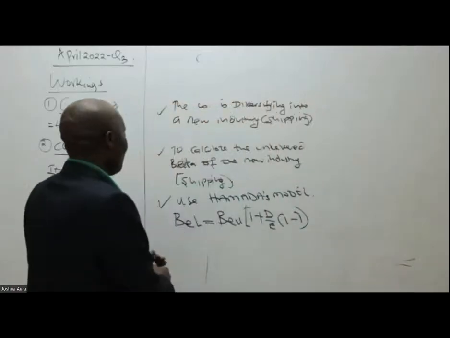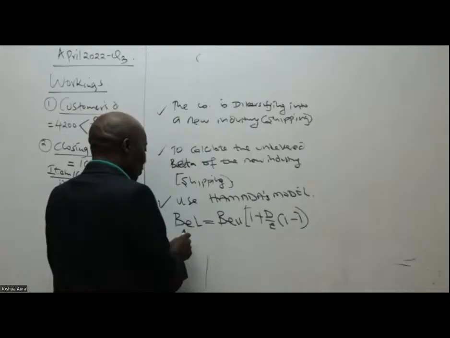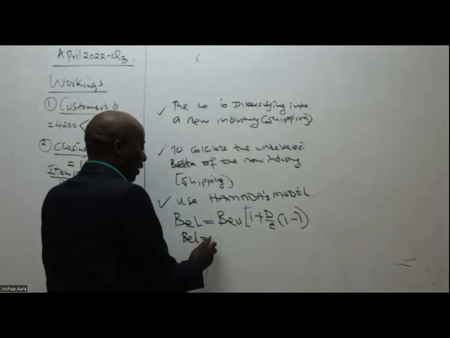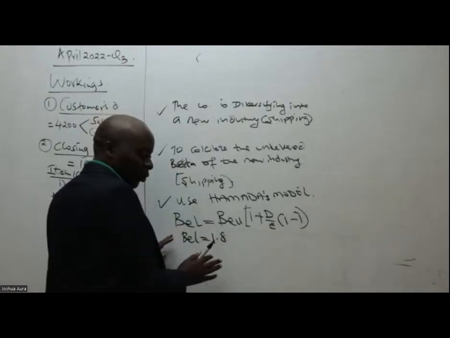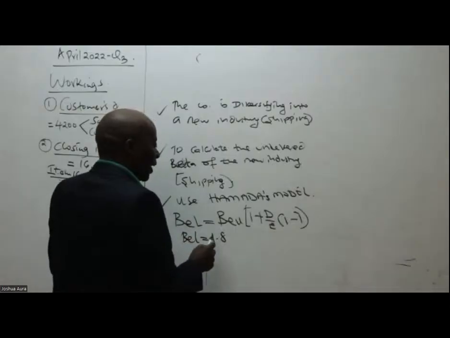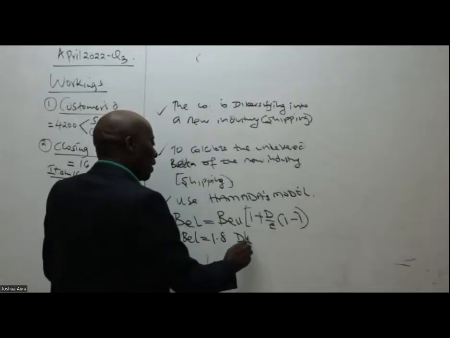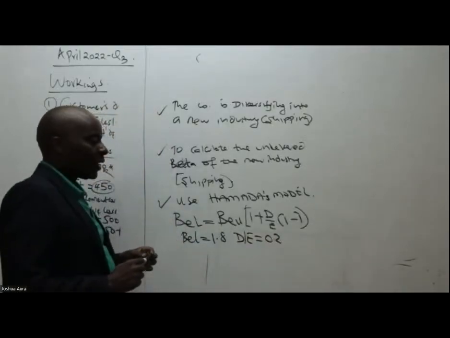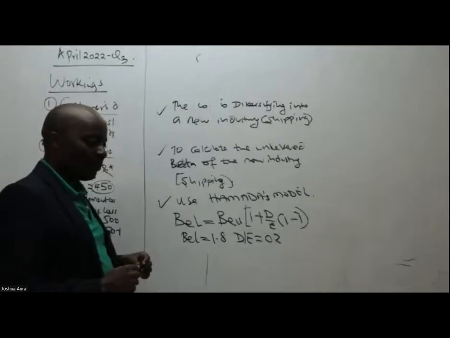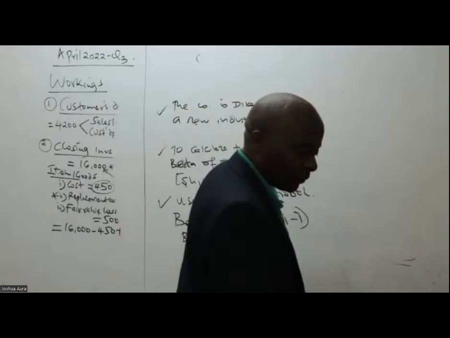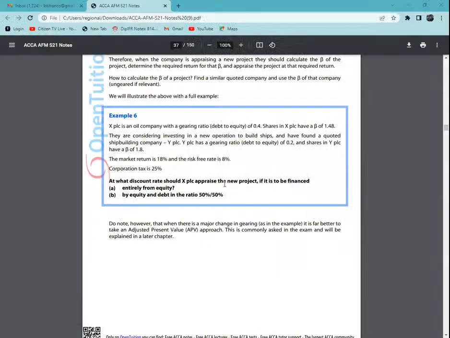So meaning, ladies and gentlemen, that they have given us Bell. Bell is beta equity levered, which in this case is 1.8 of the new industry. We're talking of the new industry, 1.8. And fortunately for this new industry, they have given us a debt to equity ratio of 0.2. I'm not guessing here. They have told us debt to equity of this is 0.2.